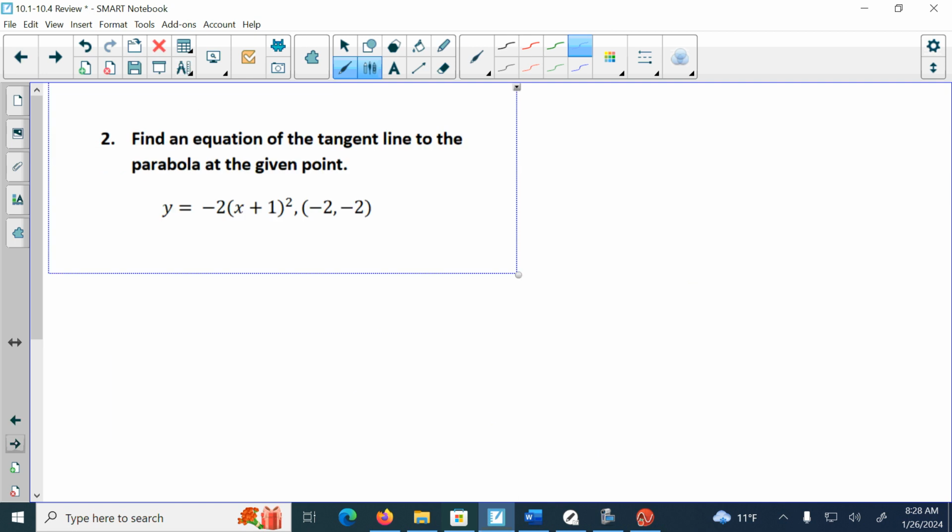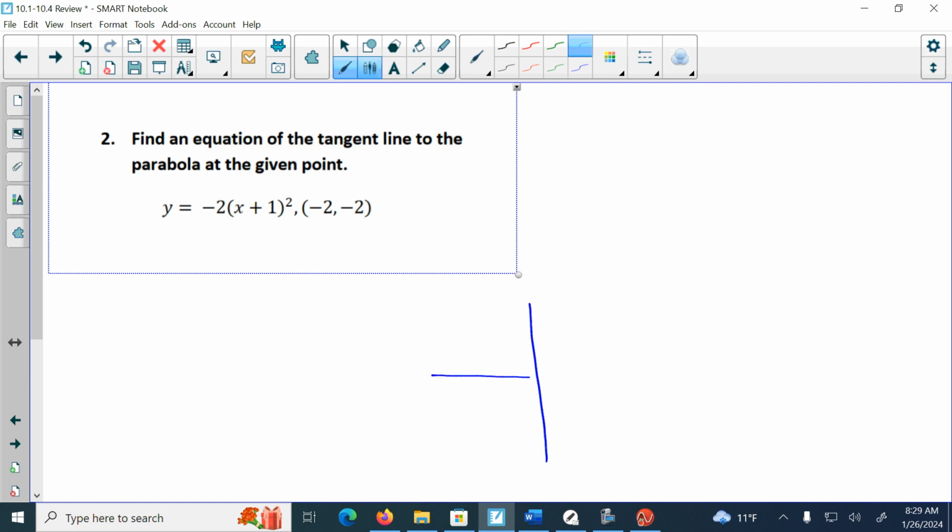Find the equation of the tangent line to the parabola at the given point. So they give me the equation of the parabola, and I know that it's going to have a vertex at -1, and it's going to do something like this. And if you're not sure, you can graph it. And then I have the point -2, -2. Oh, whoopsie, I didn't see the coefficient was negative. My bad. Try that again.